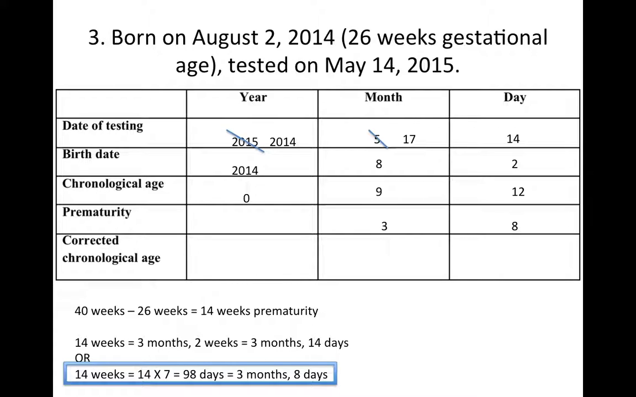So you can put in your 3 months and 8 days into the prematurity. And then you can subtract. So 12 minus 8 is 4, 9 minus 3 is 6, and that is your corrected age, 6 months, 4 days. So either of those are counted as correct for the quiz, and hopefully that kind of clears up some of your questions regarding how to convert the weeks into your prematurity.